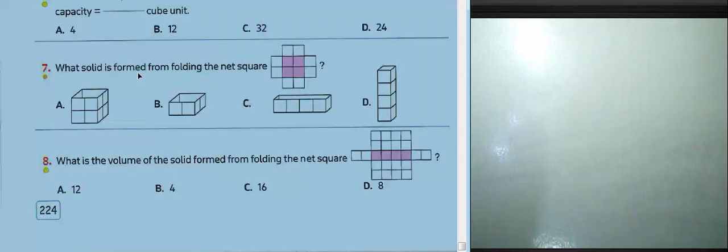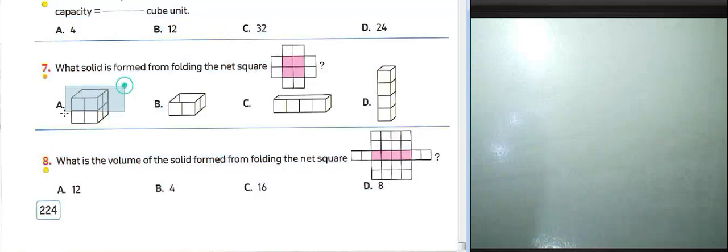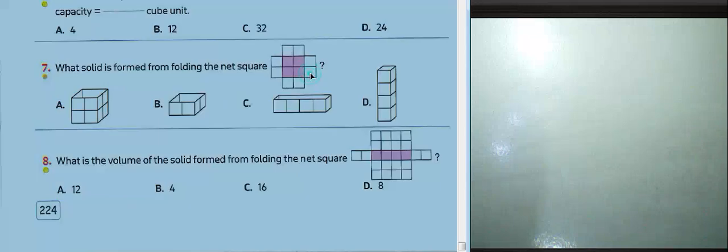What solid is formed from folding the square net? We will choose letter what? We will choose letter A. Letter A, cube without lid. Okay, because all faces are equal in area and the shape was a square. Square and square, it will be a cube.